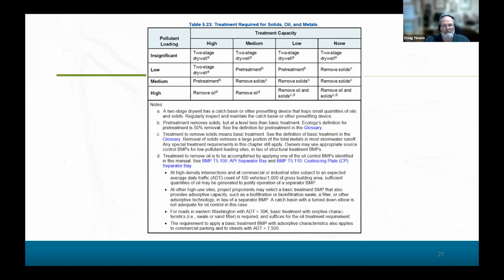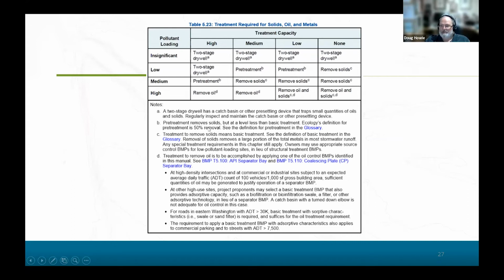And so if you're a medium, you're down here where it says remove solids. And if you look at footnote C, that means basic treatment. We have to use the terminology of removing solids here because that's what's used in the UIC WAC, so we have to follow the UIC WAC exactly here. And then in our manual, we're defining it. So pre-treatment is defined as removing solids at less than basic treatment.